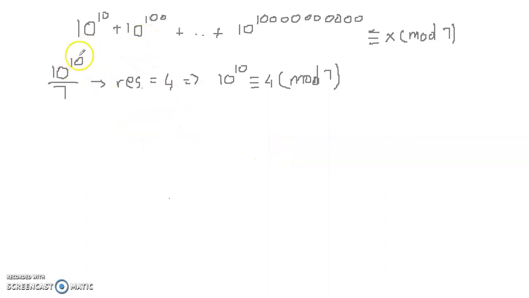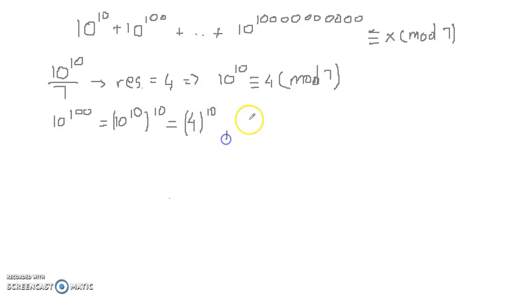Then we will use 10 to the power 10 to find what 10 to the power 100 is. We know that 10 to the power 100 can be written as 10 to the power 10, everything to the power 10. We already proved that 10 to the power 10 is 4, so this is actually 4 to the power 10.